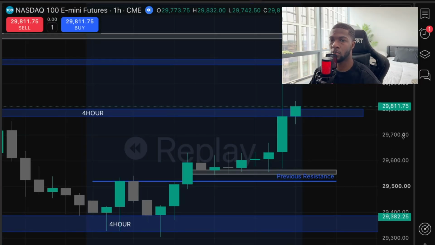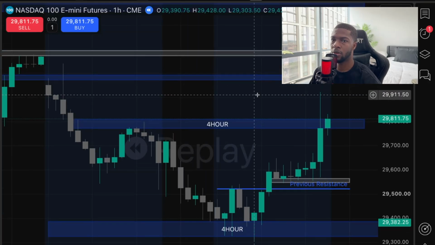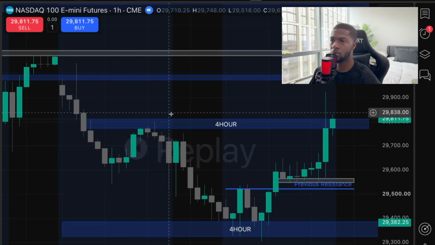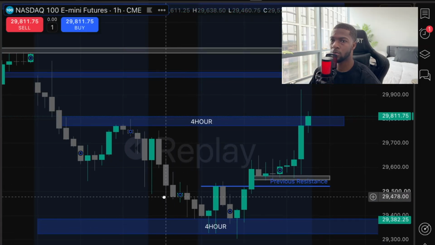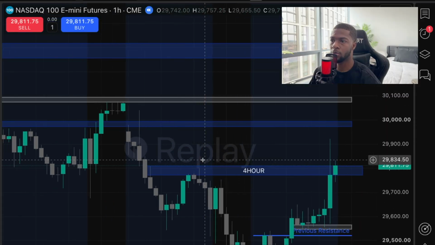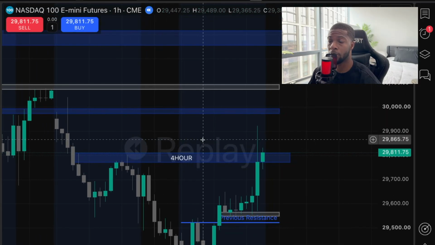So I dropped down to the 1 hour to see a little bit more detail. Then I went in and refined these 4-hour zones so that they would look a bit cleaner. So you can see this one was a little bit more refined. This one was more refined. Then I marked up some more key levels above just in case price wanted to go that way, because we never really know what price is going to do.